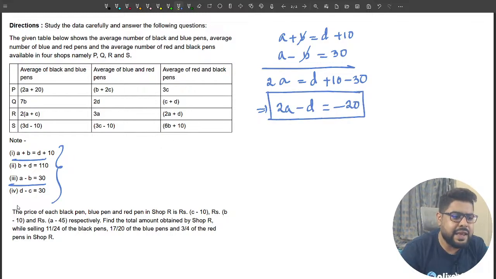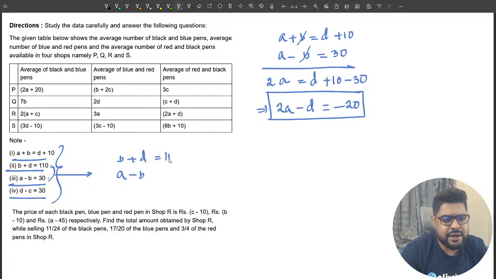Anything else? A minus D, there is no equation. Another thing, let's do then. So let's take this one and this one. No sir, let's take 2 and 3. So B plus D and this one. B plus D and, sir, A minus B.